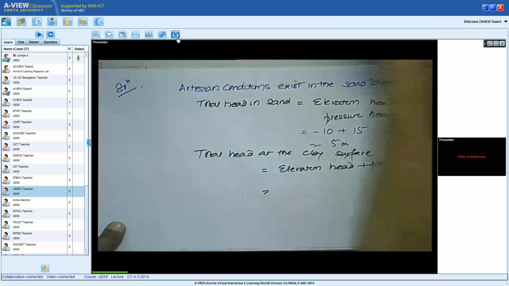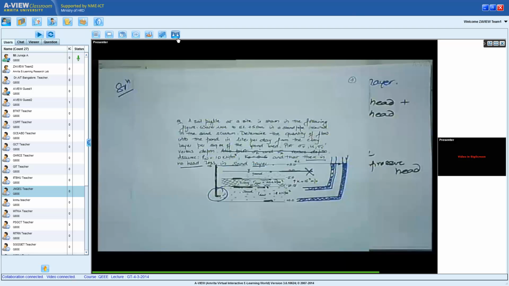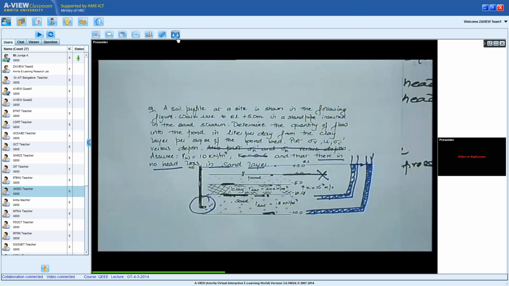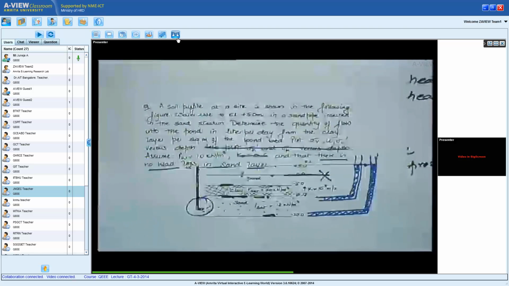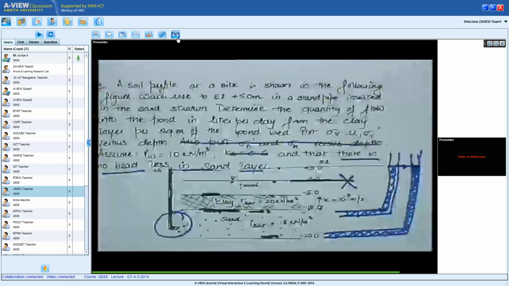Okay, let me zap this figure again. Okay, it's too small. Let me zoom in now. It's too small. A little more, a bit more. Okay, stop. Yep.